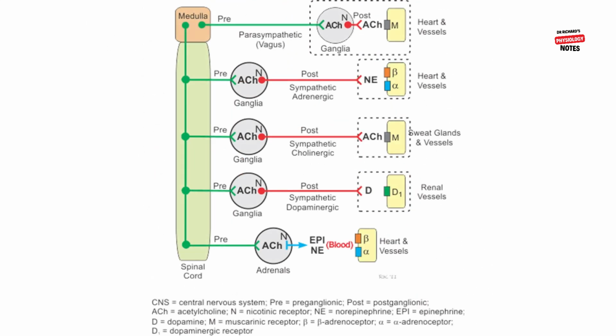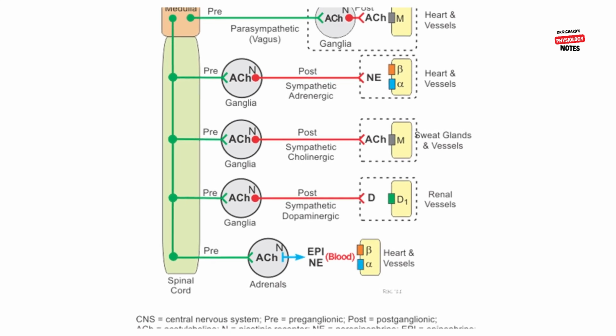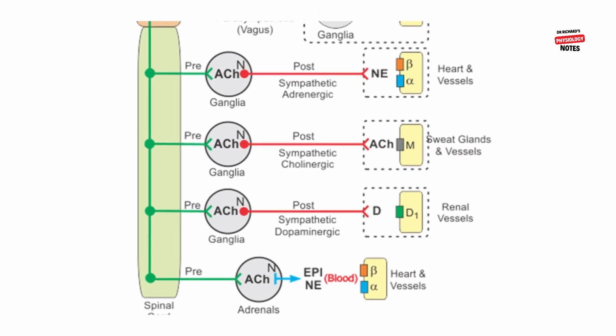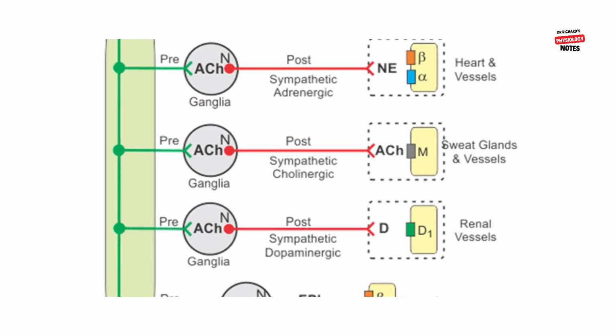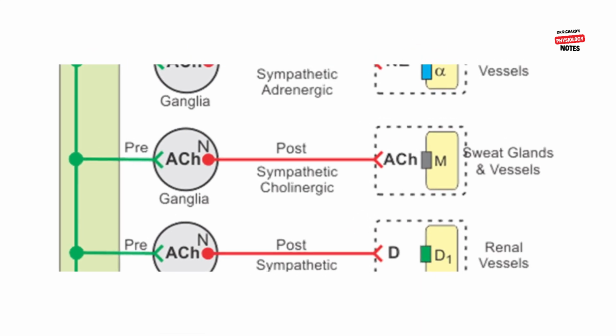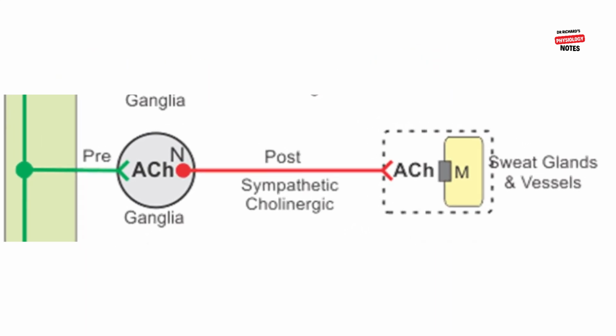There are some exceptions. First, the postganglionic neurons of the sweat glands release acetylcholine for the activation of muscarinic receptors, except for the areas of thick skin, the palms, and the plantar surfaces of the feet, where norepinephrine is released and acts on adrenergic receptors.